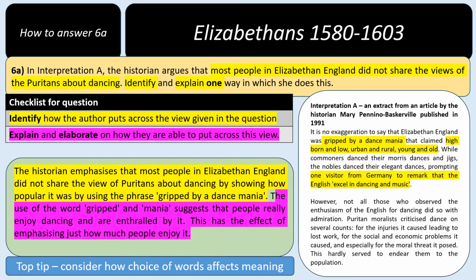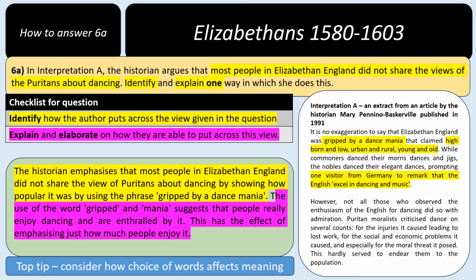And then what you need to do is explain and elaborate what's the effect of this. So the use of the word "gripped" and "mania" suggests that people really enjoy dancing or are enthralled by it. This has the effect of emphasizing just how much people enjoy it. So that would therefore take you up to 3 marks out of 3.